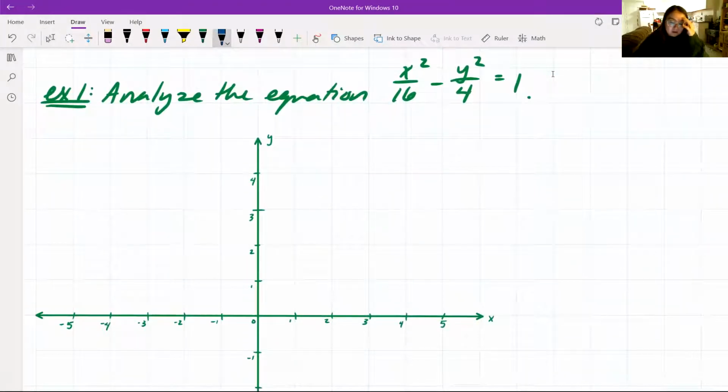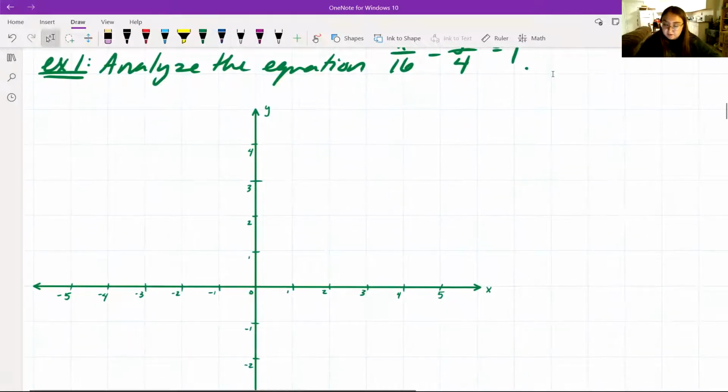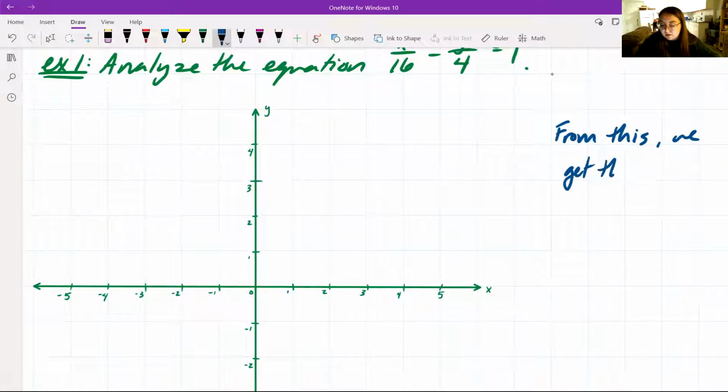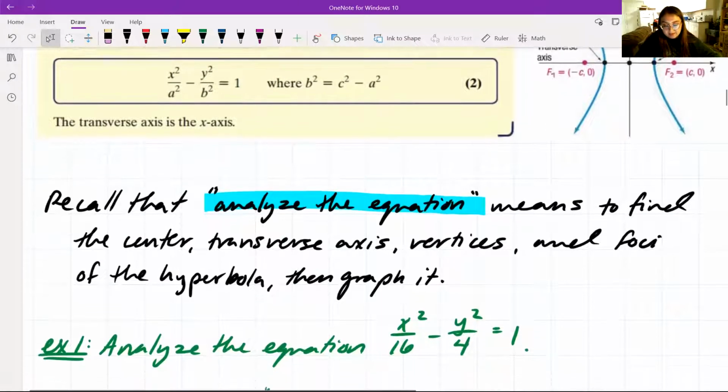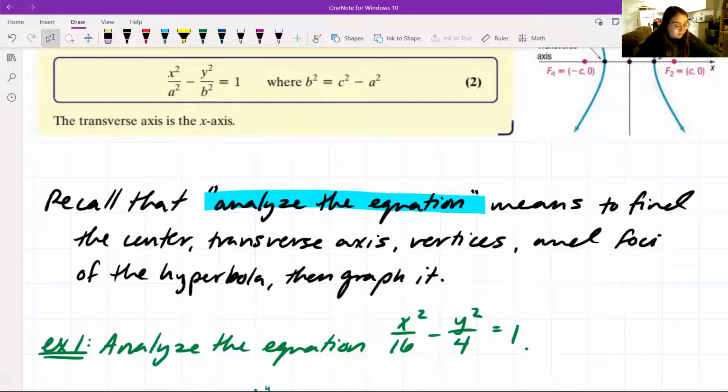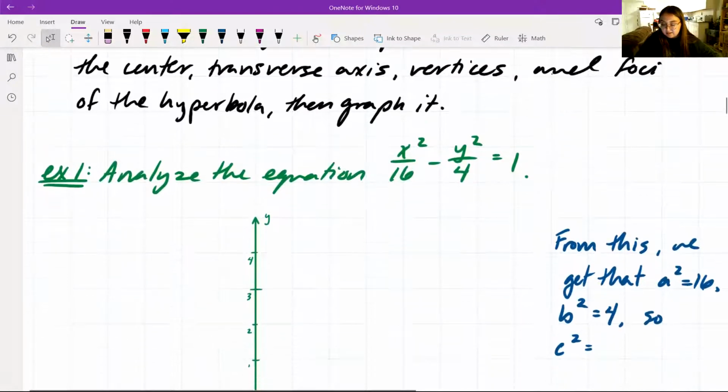So for our first problem, example 1, we want to analyze the equation x squared over 16 minus y squared over 4 is equal to 1. So we're going to write a little bit on the side here. We can say that from this, we get that a squared is equal to 16, b squared is equal to 4, so c squared, which remember was, or it is going to be a squared plus b squared in this case.